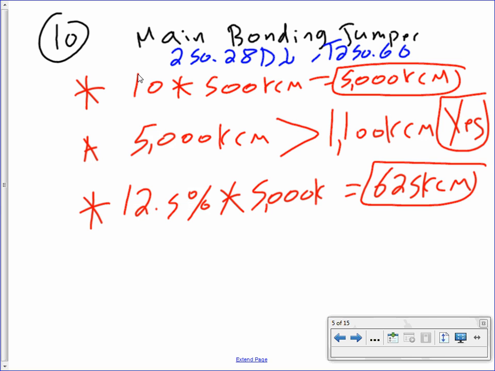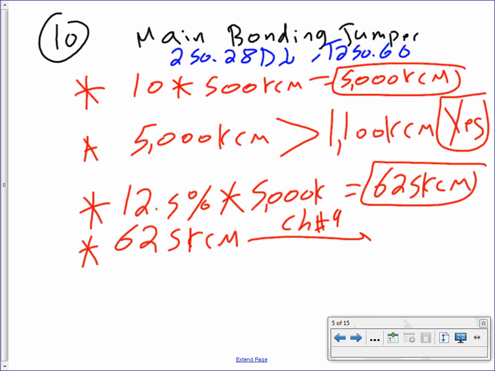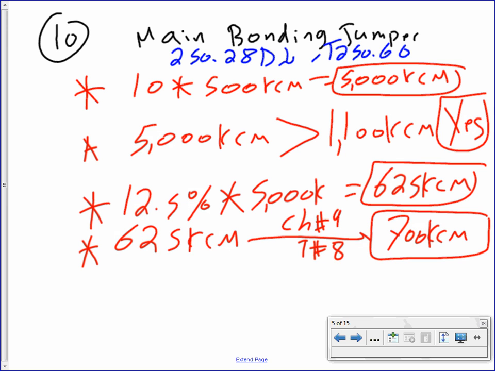So what you're going to do is take this 625 KCM to Chapter 9, Table 8, and that will give you 700 KCM. A healthy 700 KCM, because they don't make 625. Can you understand that when we size, ultimately we have to work with the equipment that's manufactured? You can custom design anything you want, but do you really want to pay for it?